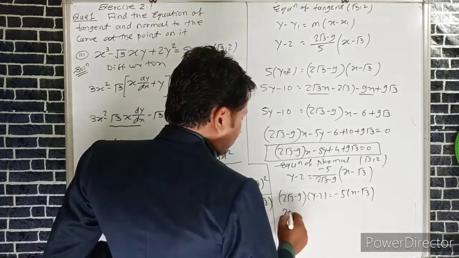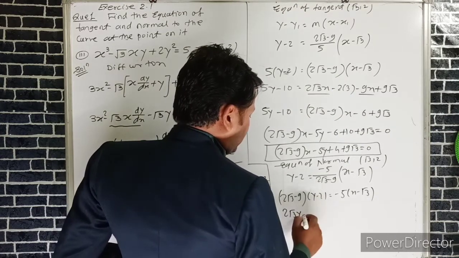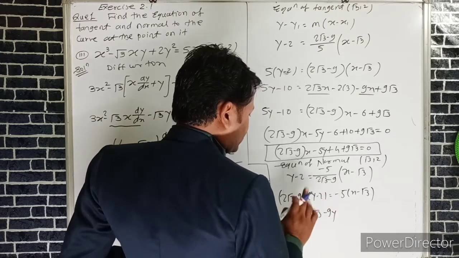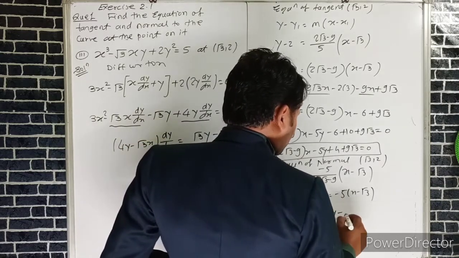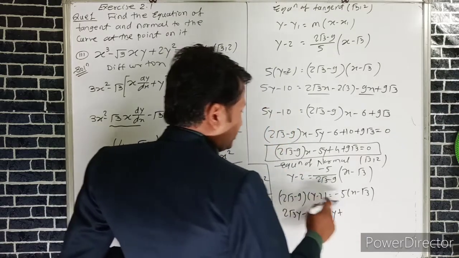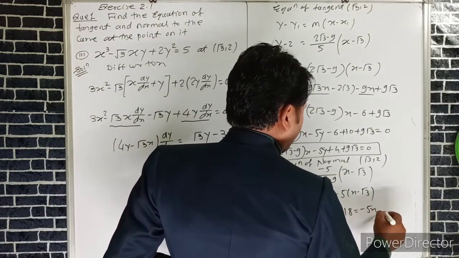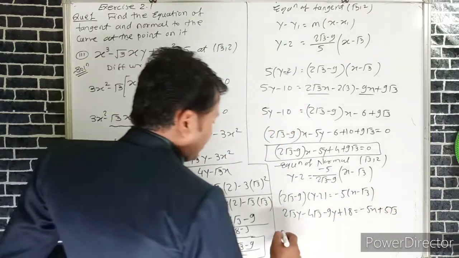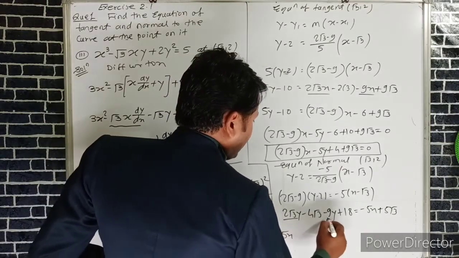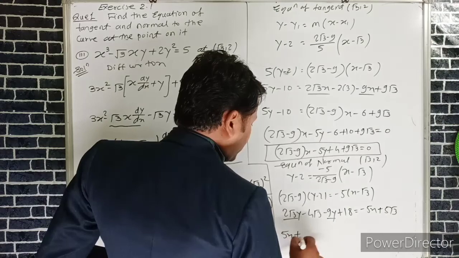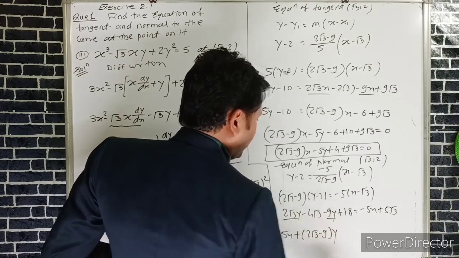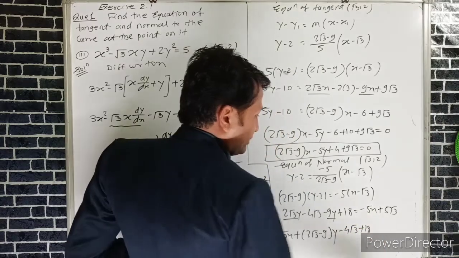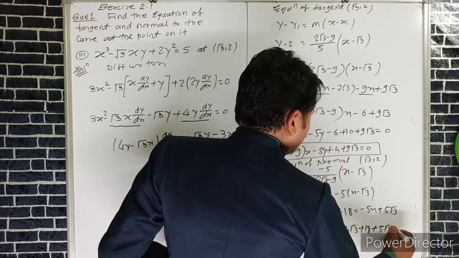2√3 y, 2√3 into minus 2, minus 4√3, minus 9y, plus 9 into 2, 18, is equal to minus 5x plus 5√3. If we take this minus 5x to the left side, 5x, after taking y common from both terms, plus (2√3 minus 9)y minus 4√3 plus 18, as it is, plus 5√3 is equal to 0.